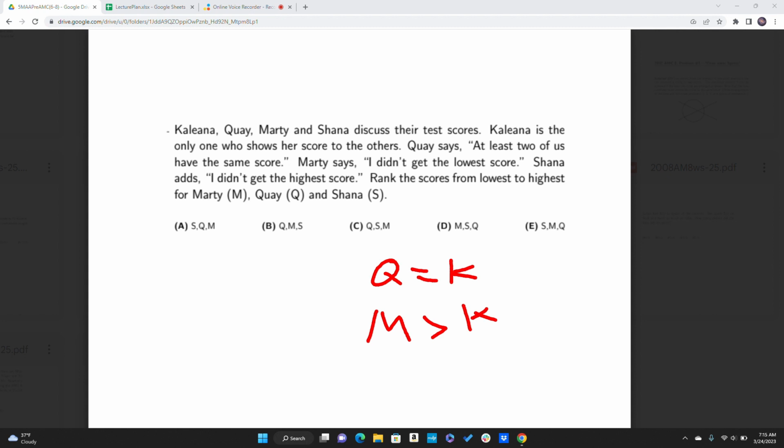And Shauna adds, I didn't get the highest score. So that means she didn't get as much as Kalina, right? Otherwise she said, I could have gotten the highest score. So Kalina has more than Shauna. So Marty has more than Kalina, and Quay has the same as Kalina. So Marty also has more than Quay. And then Shauna has less than Kalina, and so that means she must also have less than Quay. So from lowest to highest, that'd be Shauna is lowest, then Q, then M. Cool, good job.